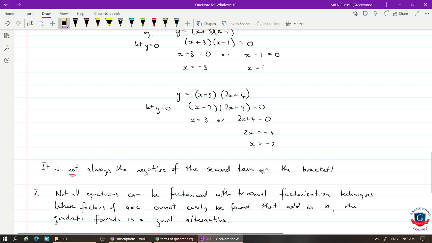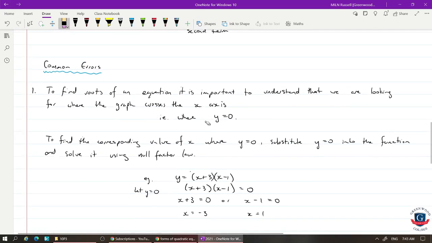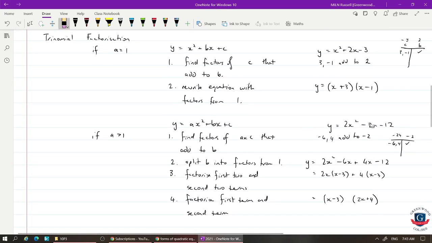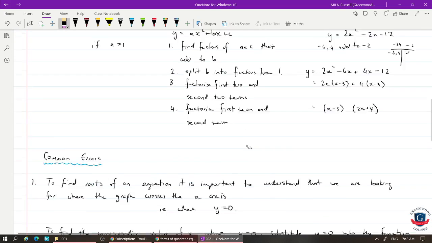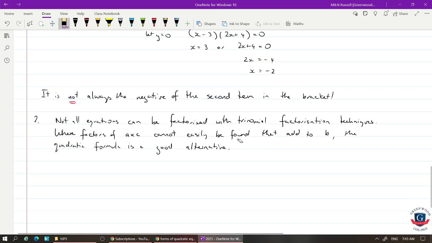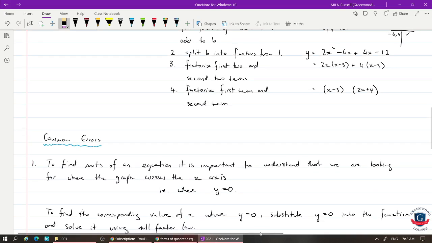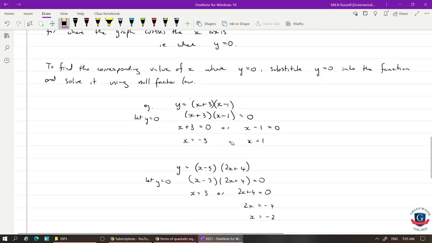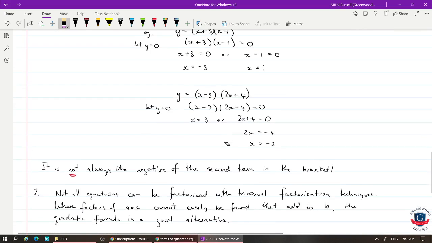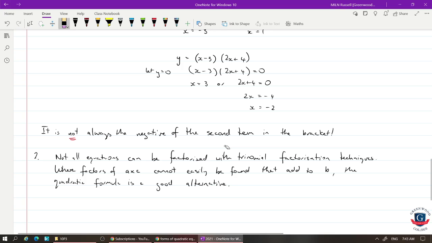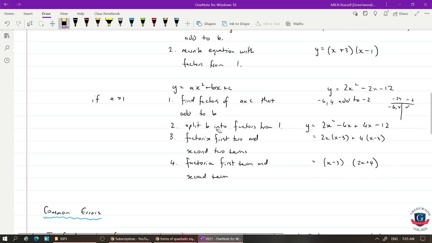Now, not all equations can be factorized with trinomial factorization techniques, where factors of a times c cannot easily be found that add to b. So when this times this can't be found easily to equal that, or the sum of the factors, you have to use the quadratic formula. So you have to be able to do this fairly quickly in order to determine whether it's possible or not, because the quadratic formula takes a fair bit more time to do, and usually it's worth checking that trinomial factorization isn't possible first.